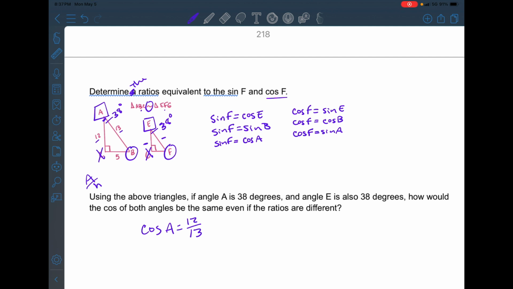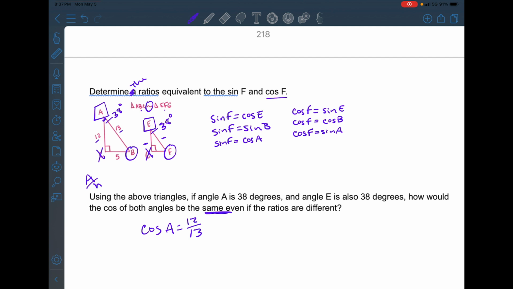So here's the sentence you would write. I'm not going to write it out. I want you to write it. The cosine of 38 is equal to the cosine of 38 no matter the ratio or no matter the sides of the triangle.